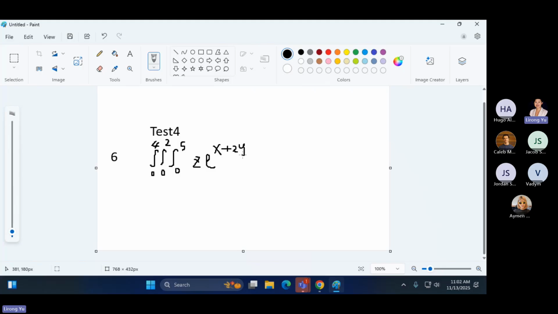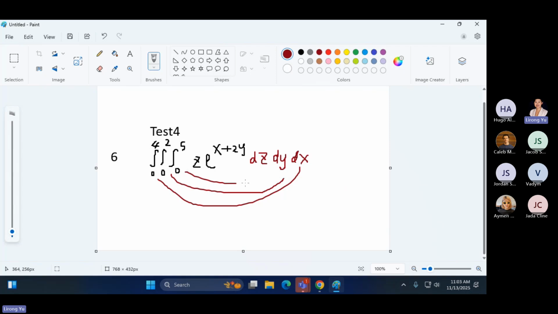Let me try to explain this question. Okay, we have to follow the integration order as intended. The z is 0 to 5, so it will be dz. The y is 0 to 2, so that will be dy. The x is 0 to 4, so that's dx. So this is the order of the integration based on the integration limits.